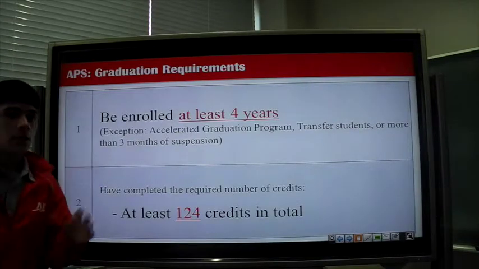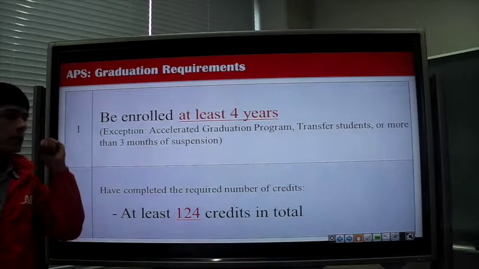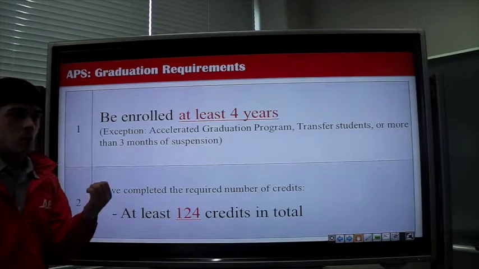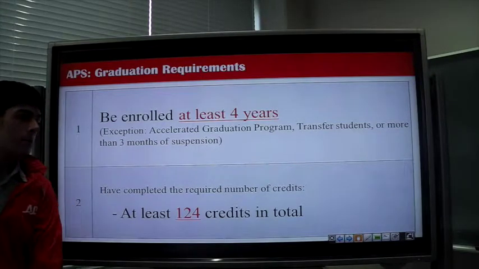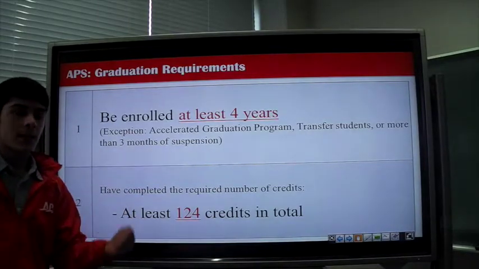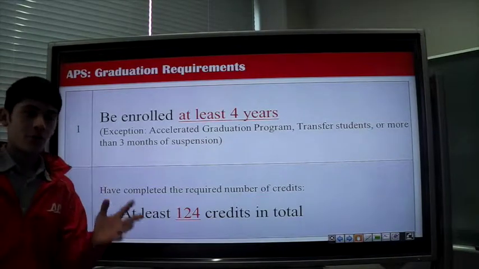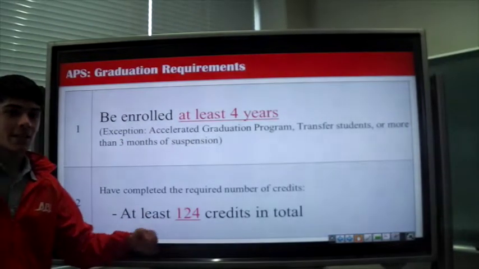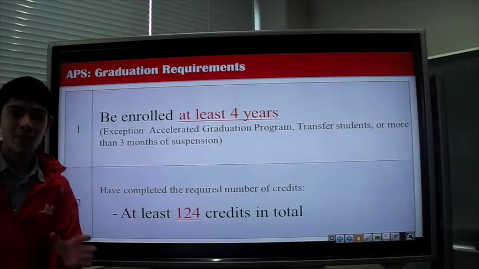And as you can see here, we'll go through the graduation requirements. The most important is to be enrolled at least 4 years. You might think that university is 4 years anyway. Yeah, that's right. However, the second requirement is to complete at least 124 credits. It means that if you cannot complete 124 credits during the 4 years, your university life will be delayed for 1 more semester until you complete the second requirement. Therefore, do your best and complete 124 credits within 4 years.